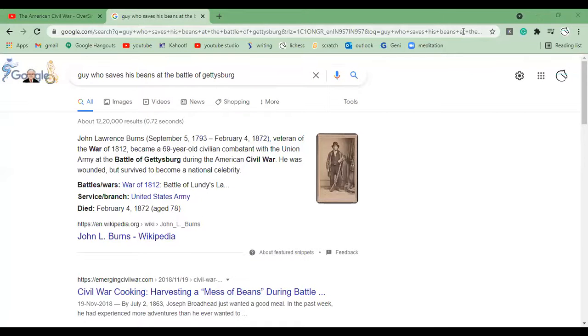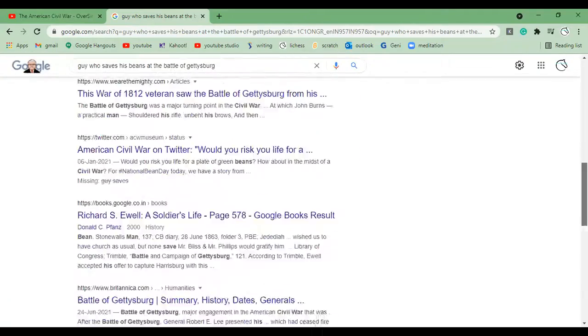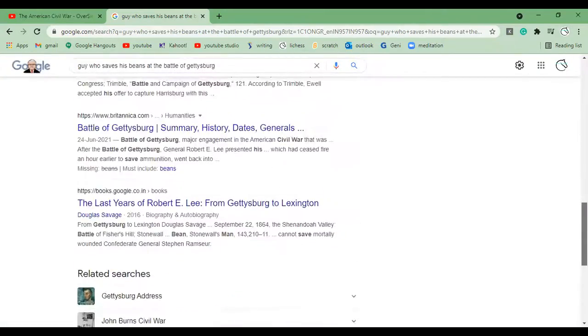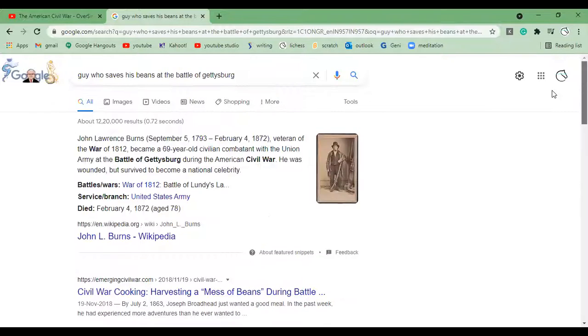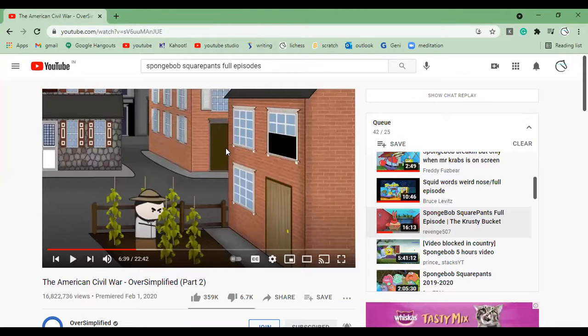Okay, so here it is. So John Lawrence Burns, I believe his name was. He died in 1872. Veteran of the War of 1812, became a 69-year-old civilian at Gettysburg during the American Civil War. He was wounded but survived to become a national celebrity. If you want to read more, I'll leave the link to this page, which I got. Then you can just keep scrolling down trying to find some stuff. So yeah. Anyways, let's continue.